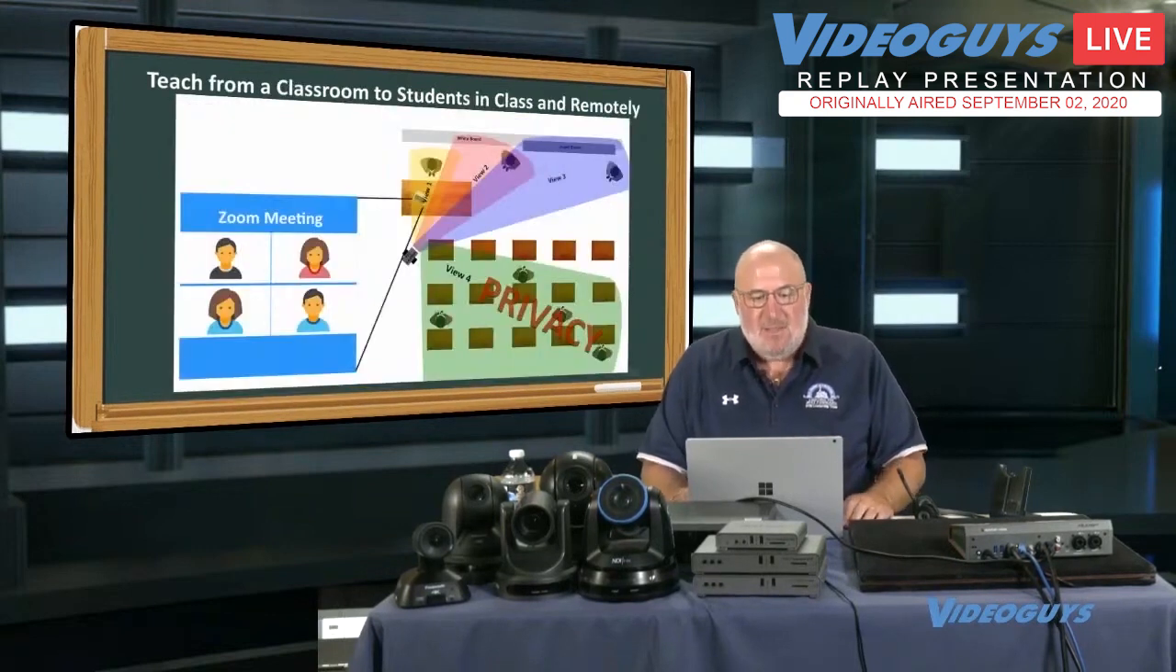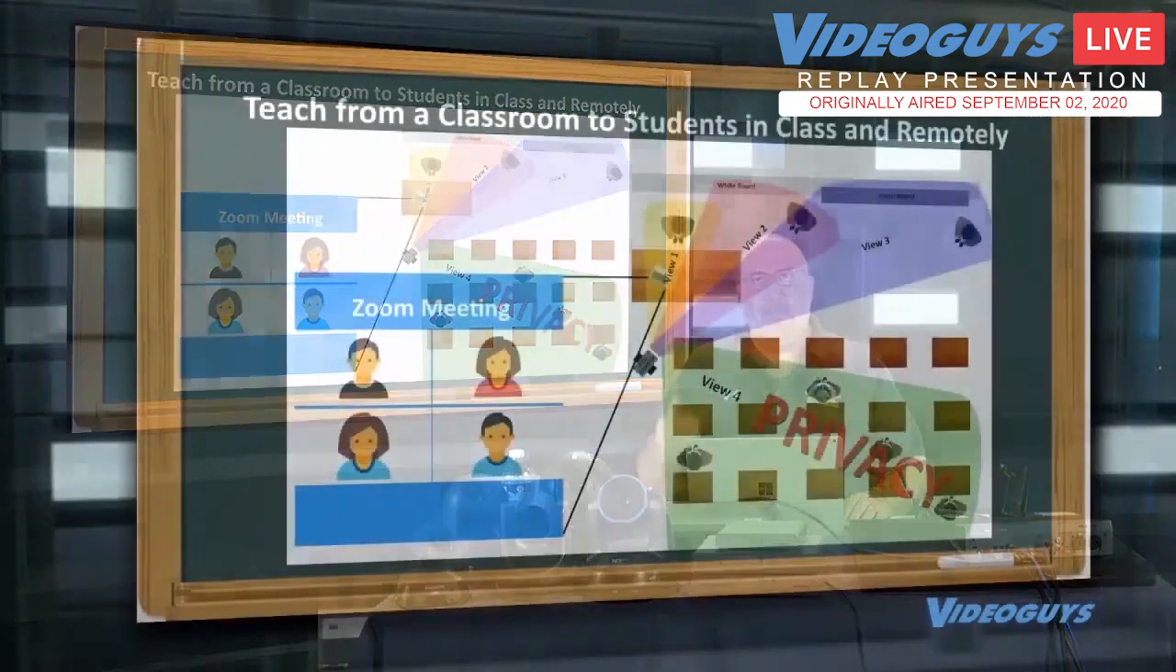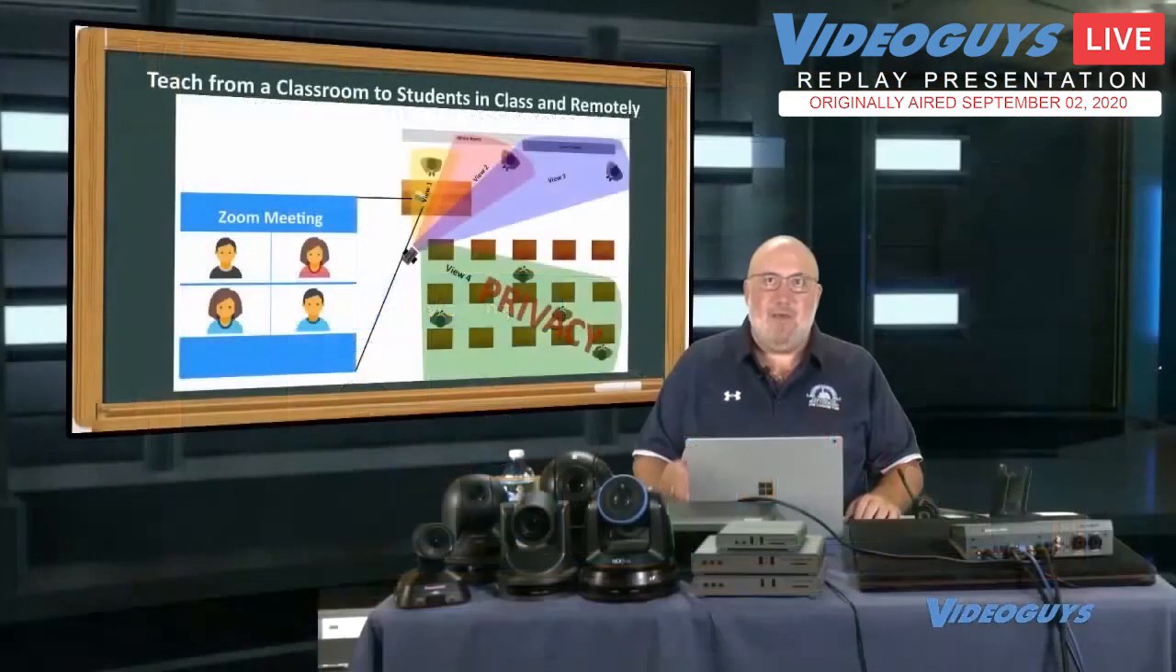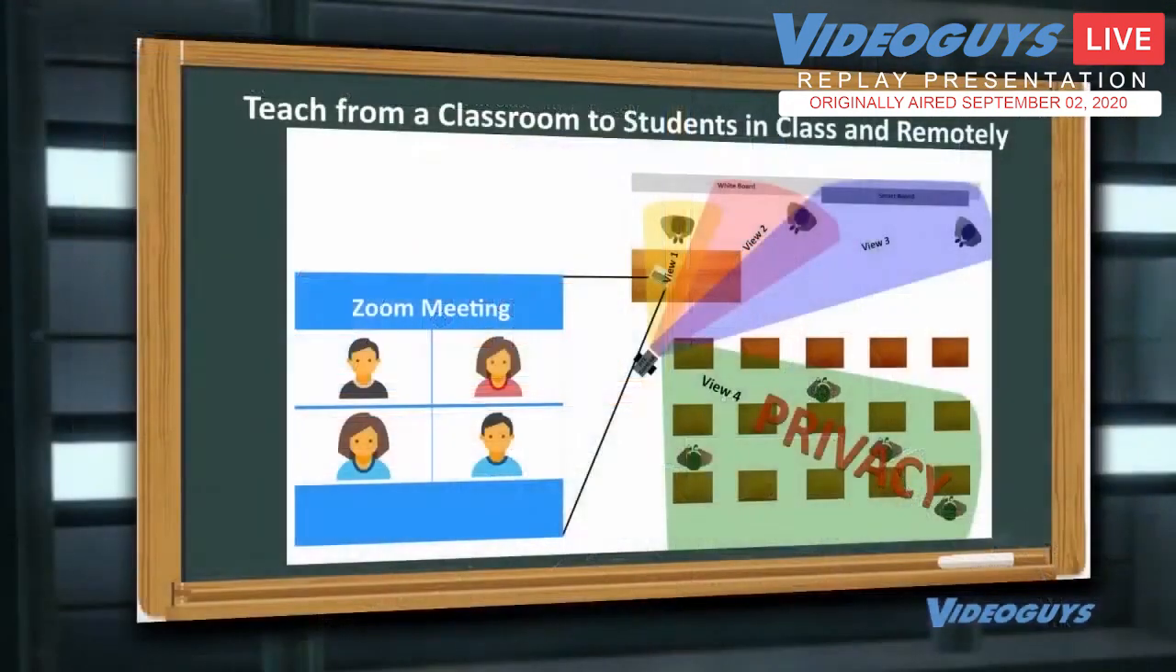Next, let's say you're in a classroom situation where you're going to have some kids in the class and some kids not. Well, here we're using the PTZ camera, and you can see I have those same 3 views, but I've added a 4th view now. Can we bring that up full screen for a second? Which is the kids who are sitting socially distanced in the classroom.